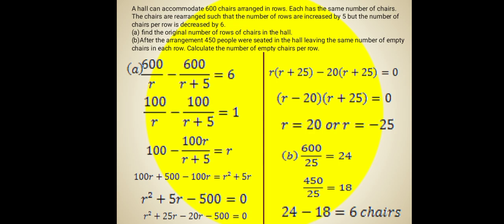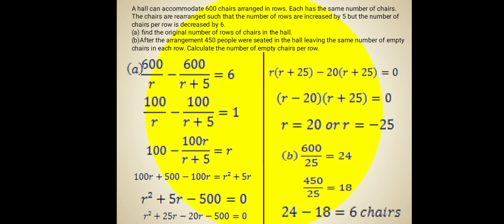Now the original number of chairs per row will be the total number of chairs divided by the number of rows. Now this is 600 divided by R, assuming that R is the number of rows.